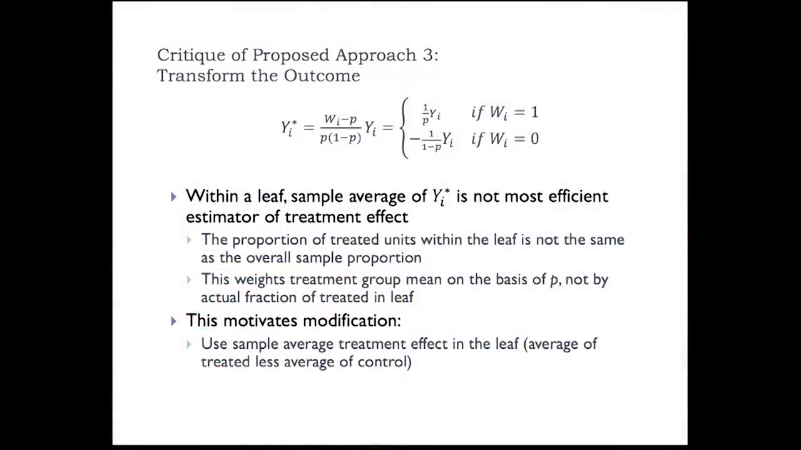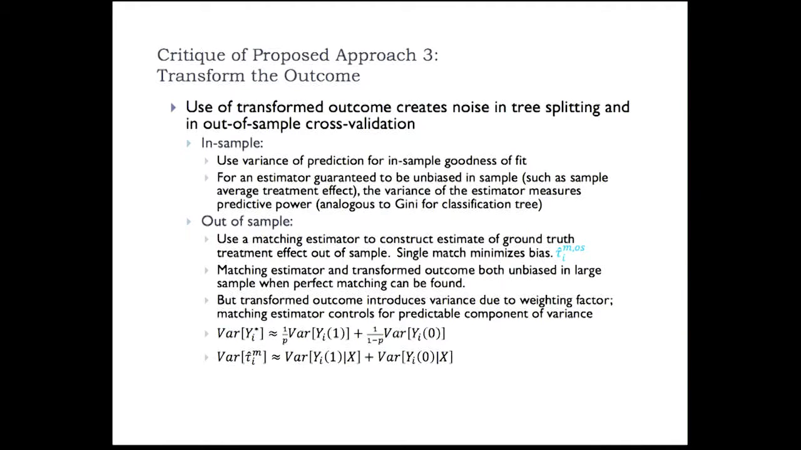And to make the estimate within a leaf just the average treated minus the average control, rather than pretending that they were exactly 50-50. The second thing is that using the transformed outcome creates noise in both tree splitting and in out-of-sample cross-validation. And so we'd like to find another estimate of your treatment effect that we can use better.